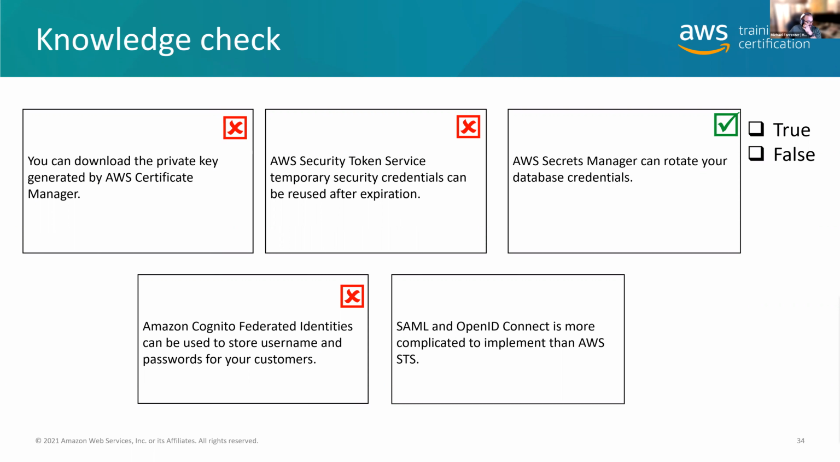Last but not least, SAML and OpenID Connect are more complicated to implement than AWS STS. Are these open standards on authentication and authorization more complicated to implement than AWS STS? I wouldn't even really know how to answer this one, honestly. I have no idea. I would say that Amazon would probably want to say this is false. They don't want to think of one of their services as being more complicated than the standards. So, false.